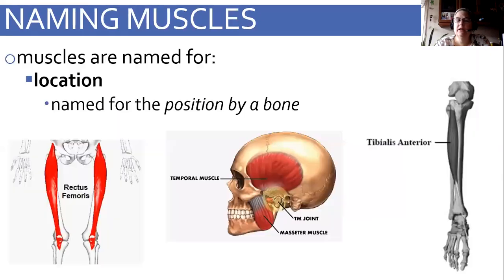Okay, so the first thing we're going to talk about is how muscles are named. So we're not talking about how you guys are going to have to name a bunch of muscles, because you don't. That's not what's in the curriculum for this. But we do need to understand how muscles are named, okay? And now that we have a little bit of familiarity with our physiology, this stuff should make a little bit more sense. So let's look at the first one.